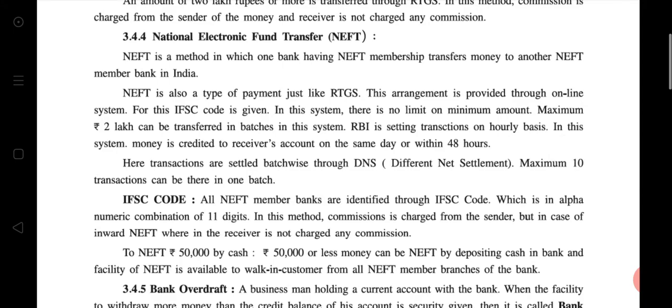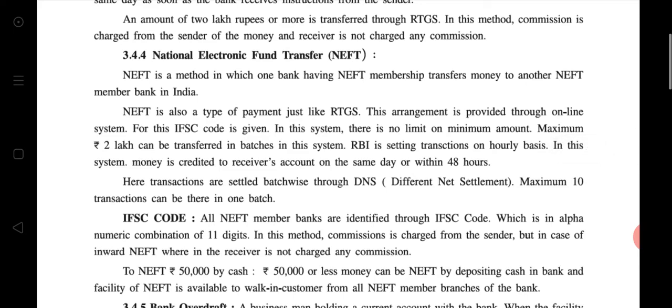NEFT is a method in which one bank having NEFT membership transfers money to another NEFT member bank in India. So NEFT is also a type of payment, just like RTGS. But there is a thin line of difference between NEFT and RTGS. In RTGS, the amount transferred is 2 lakhs or more, and in NEFT, there is no minimum limit, but the maximum is 2 lakh. So 2 lakh or less in NEFT, but in RTGS, 2 lakh or more.